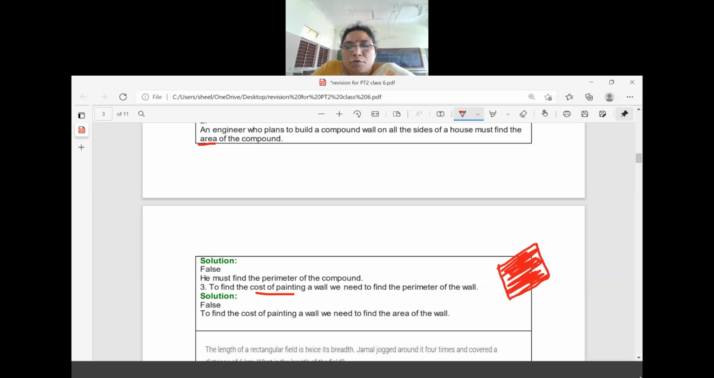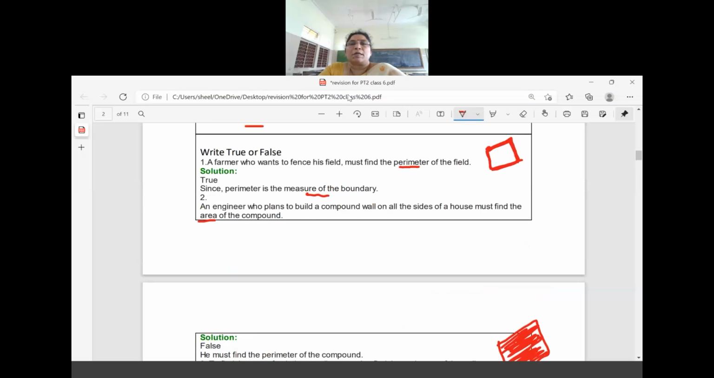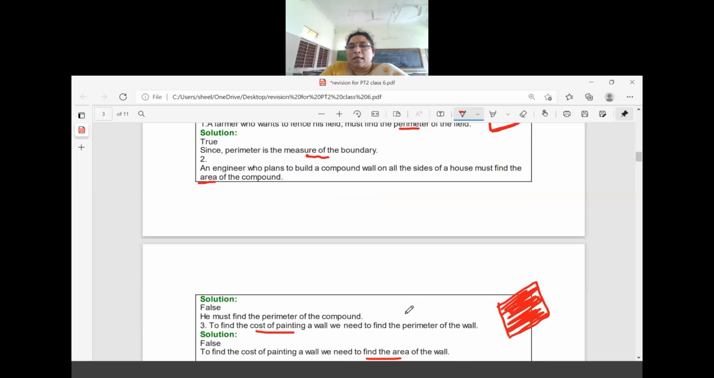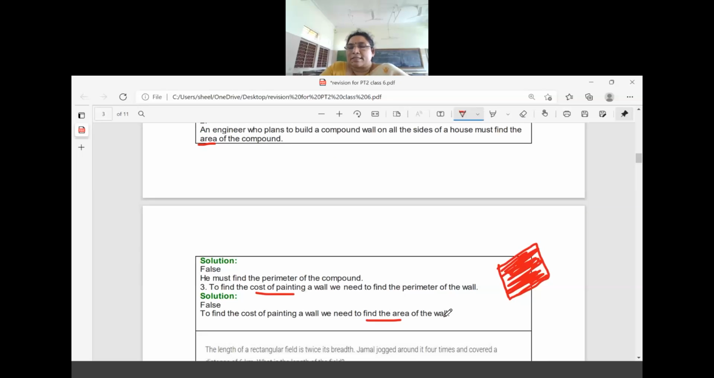So, to find the cost of painting a wall, we need to find the perimeter of the wall. So it's wrong only. Instead of perimeter, we should find the area. These true and false are based on which one? We have to go by the concept of perimeter and area. Just to repeat: when we are going for the perimeter, we should go for the boundary level, isn't it? When we are going for the area, we do the inside, that is, the inside portion. So that is the enclosed portion. That is why area and perimeter are different concepts only.